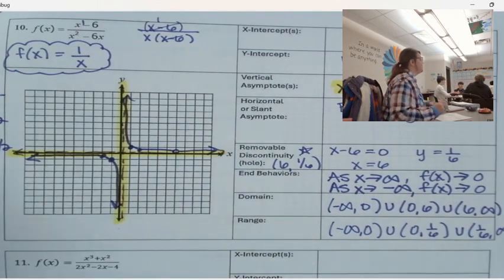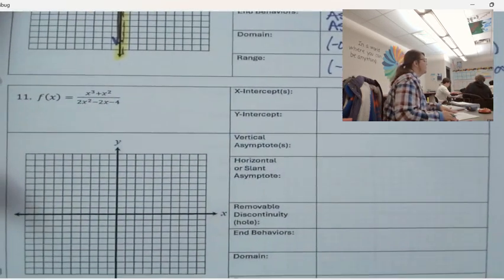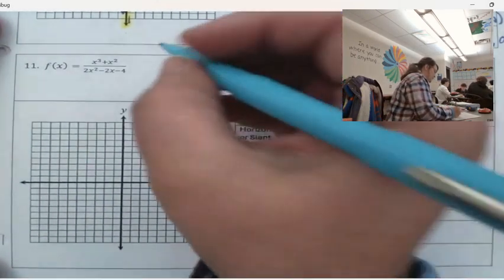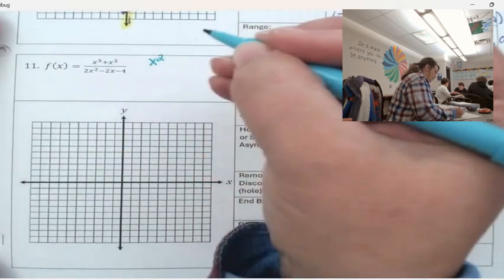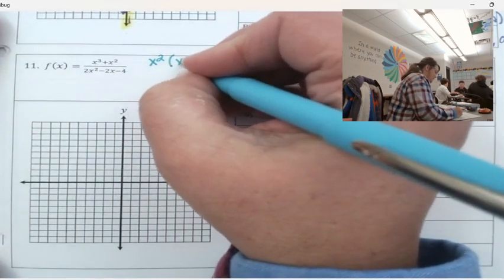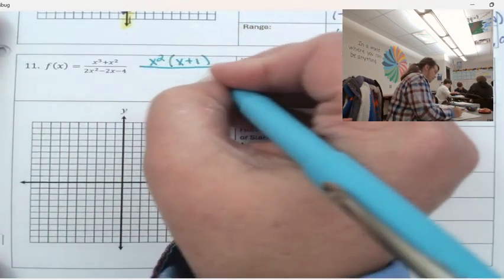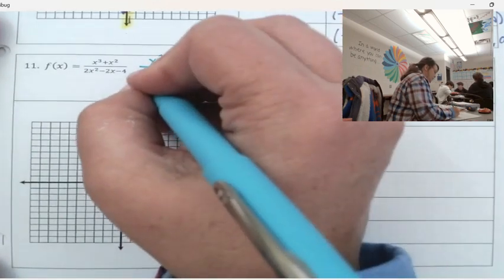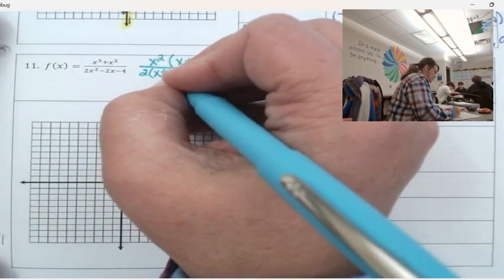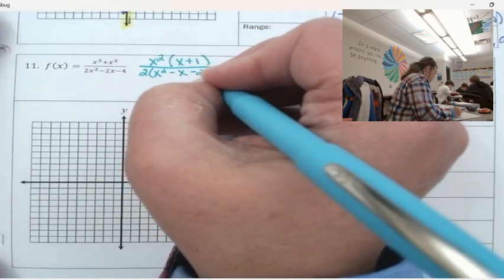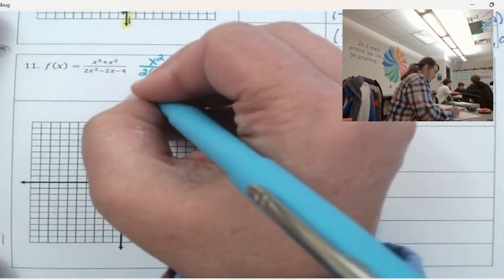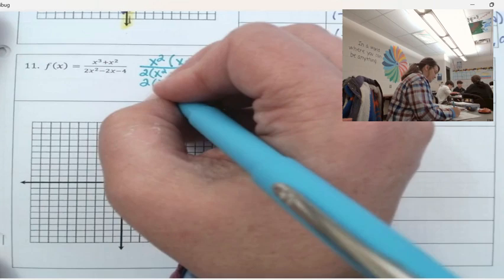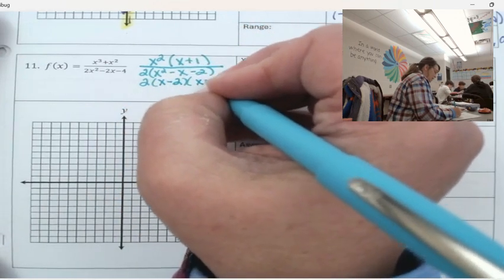All right, last one we're going to do together today is number 11. Okay, so, looks like I got some factoring I need to do. I need to take an x squared out of my numerator, leaving me x plus 1. And then I'm going to go to my denominator. The first thing I need to do is take out a 2, leaving x squared minus x minus 2. And then I think that factors again. 2 numbers that multiply to -2 and add to -1. Yeah, x minus 2 and plus 1.